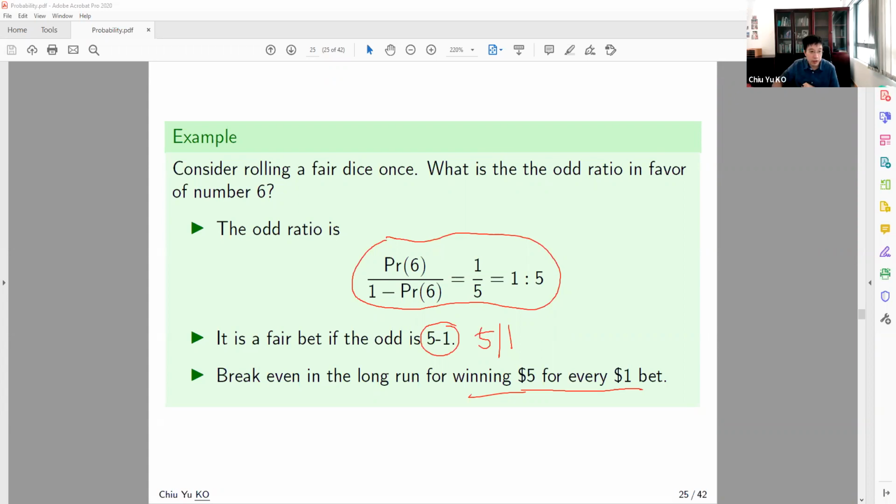This is the odd ratio, but the odds against will be 5 to 1, and odds are different from the odds ratio.